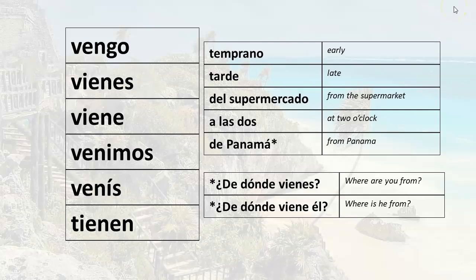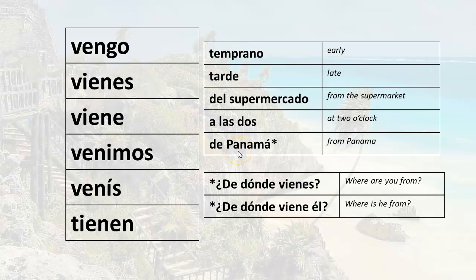If I want to say I come early, I'm coming early, or I do come early, I would say in Spanish, vengo temprano. Remember, a conjugated verb in the present tense can give you more than one meaning. So vengo can mean I come, I do come, or I am coming. The meaning that you get really just depends on context. If I want to say I'm coming late, I would say vengo tarde. I'm coming from the supermarket, vengo del supermercado. I'm coming at 2, vengo a las 2.